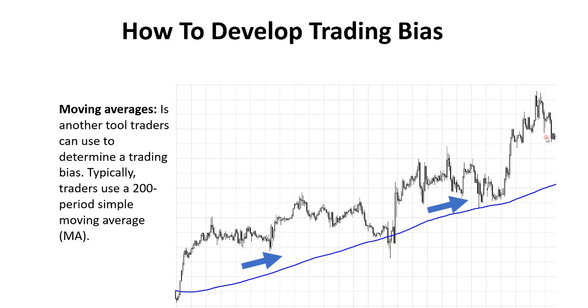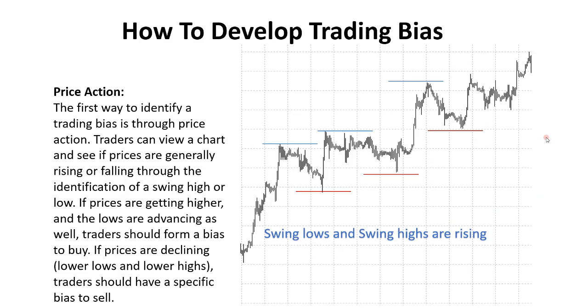And the last thing we're going to use to determine our bias is called price action. So with price action, you look at your chart and you see swing lows and swing highs, and they are all rising. This is what we call a swing high. See, the market came here, that's a swing high, swing low, swing high, swing low, swing high, swing low. So when you see swing highs rising and swing lows all rising, that is an uptrend market, and you should be looking for a buy opportunity. You should be going long.